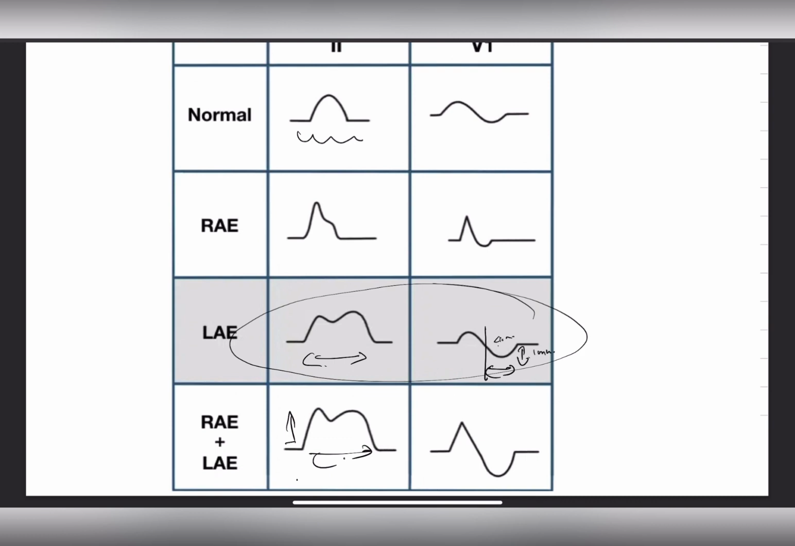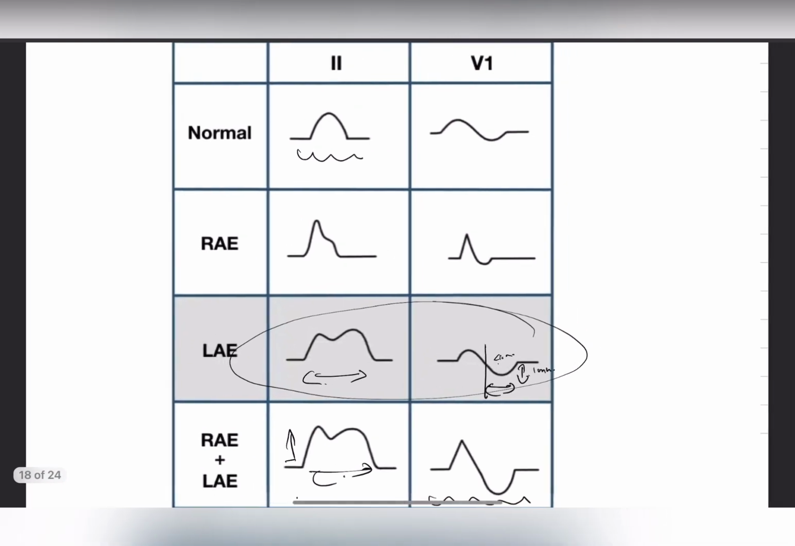This is seen in lead 2, and V1 will have the same normal change, very exaggerated. Both the height as well as the width of the P wave will be increased in both lead 2 and V1. These are examples of bi-atrial enlargement.